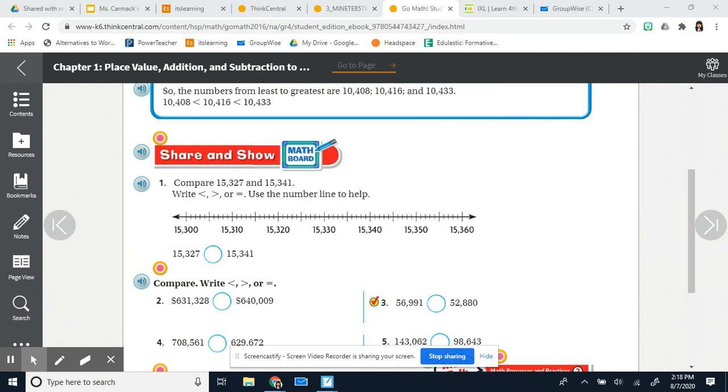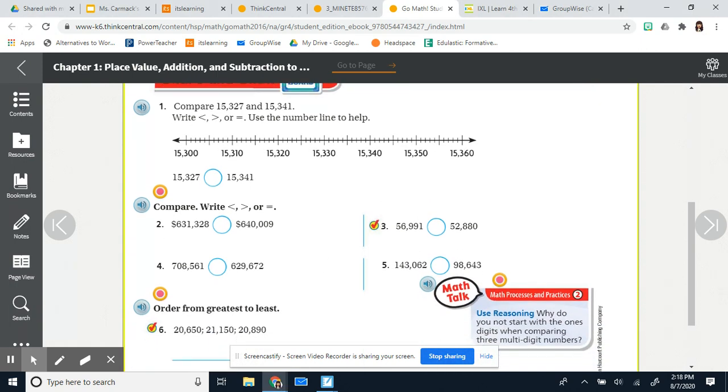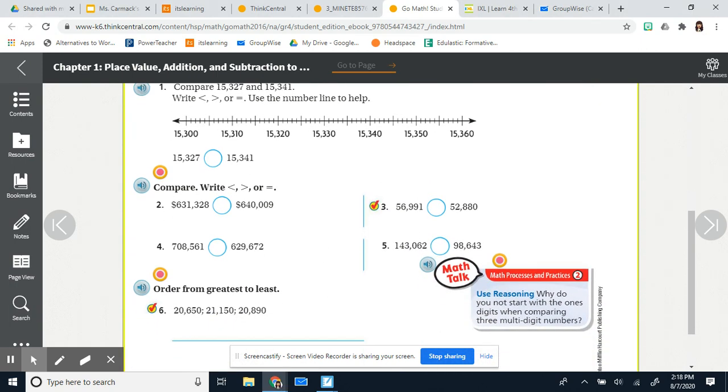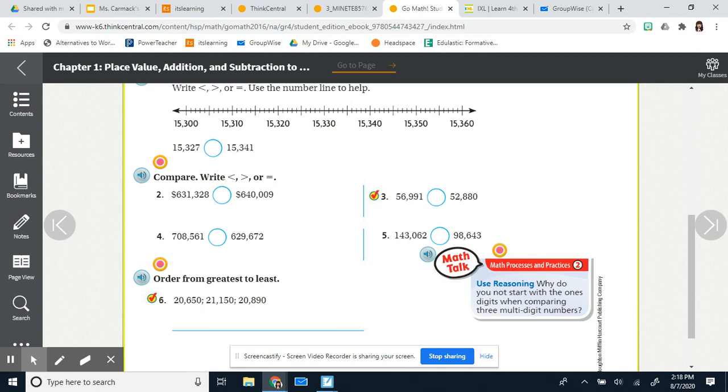Erase all that. So on compare and write, I'm just going to probably do one more of these, and I can show you how to do this without a number line. So mainly what you want to look at is the place values and see which one is bigger. So looking at 631,328 versus 640,009. So I'm going to start on the left.